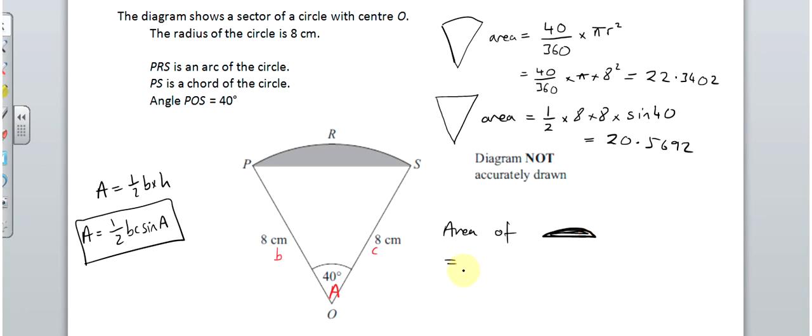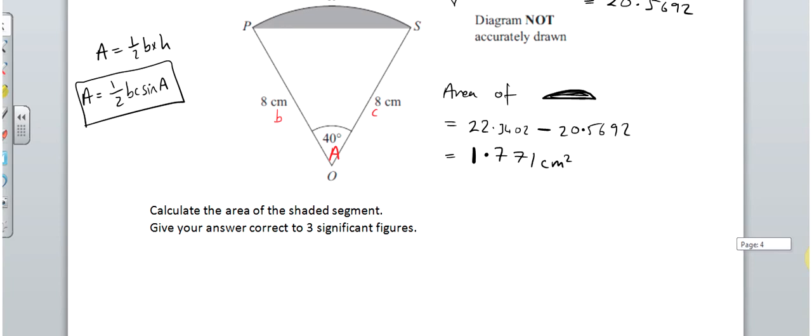So, the area of the funny little shape is equal to the area of the sector, so 22.3402, take away the area of the triangle, which gives you, so 22.3402 take away 20.5692, and my calculator is saying 1.771, and it's going to be square centimetres.